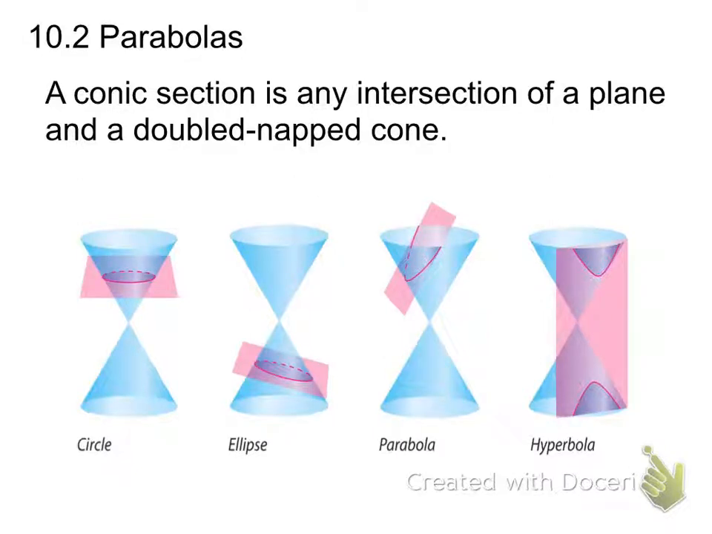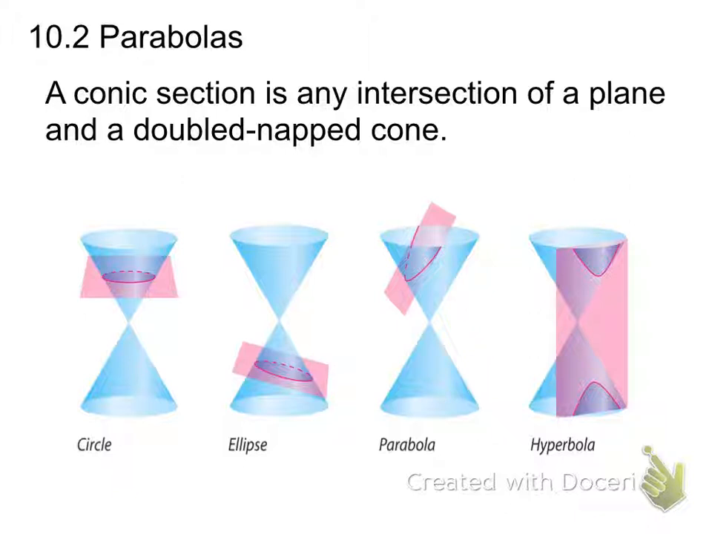So in section 2 of chapter 10, we're going to start to look at what are known as the conic sections in math. A conic section is simply the cross section that we're looking at when we slice through what's called a double napped cone. A double napped cone is just two cones that are put together on their vertex.